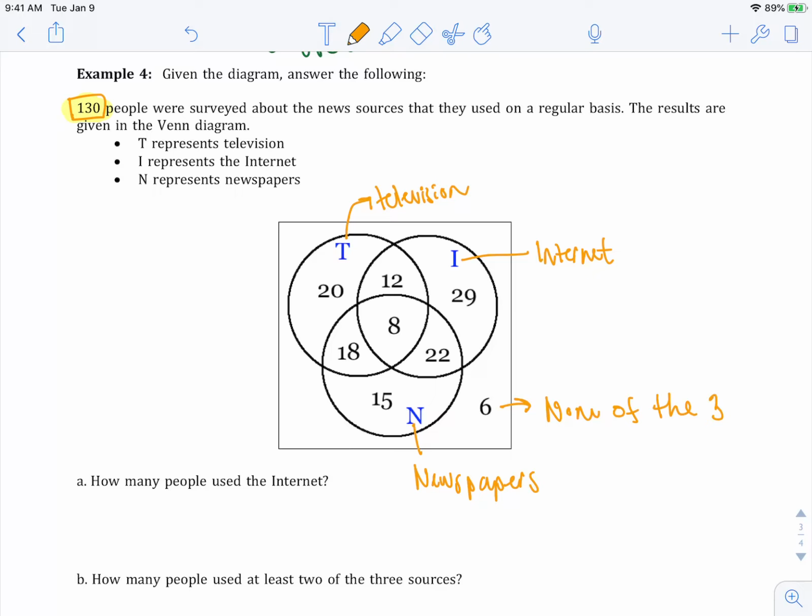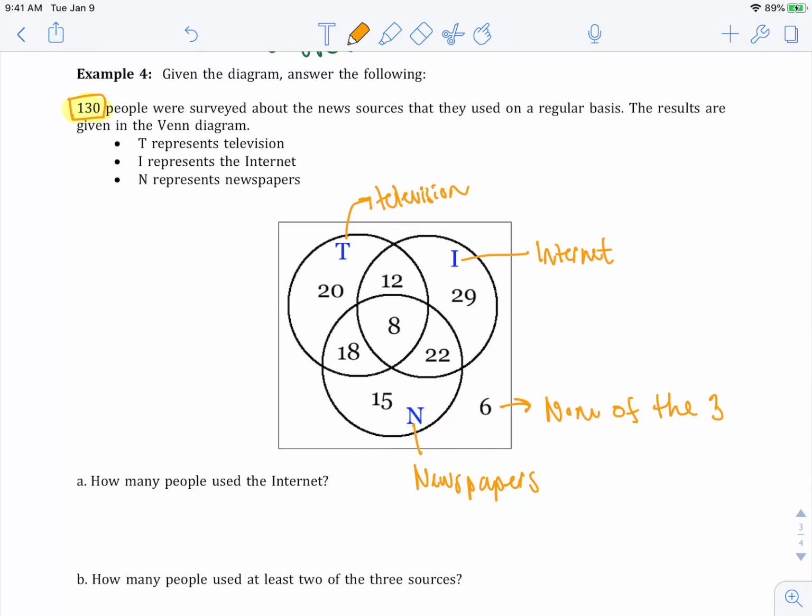So if I were to take the time and add up all of these values, let me just go ahead and do that. So I'm going to do 20 plus 12 plus 29 plus 8 plus 18 plus 22 plus 15 plus 6. I get 130. So that I know they have done a good job. That is true of any Venn diagram, especially when you're creating your own. Make sure you add up all the numbers and it actually adds up to how many people were actually surveyed.